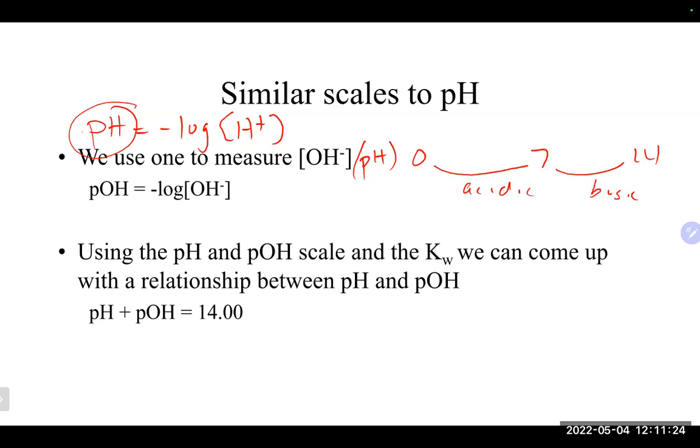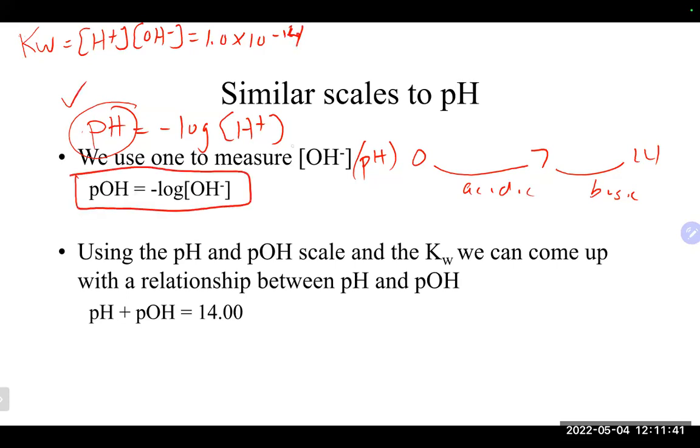So some useful stuff that we've seen, which is, again, Kw is H plus times OH minus, which is 1 times 10 to the minus 14. We have our pH calculation, our pOH calculation, obviously our relationship there. I'll draw a little bit higher because in this room you can't really see. pH plus pOH is equal to 14 up there.